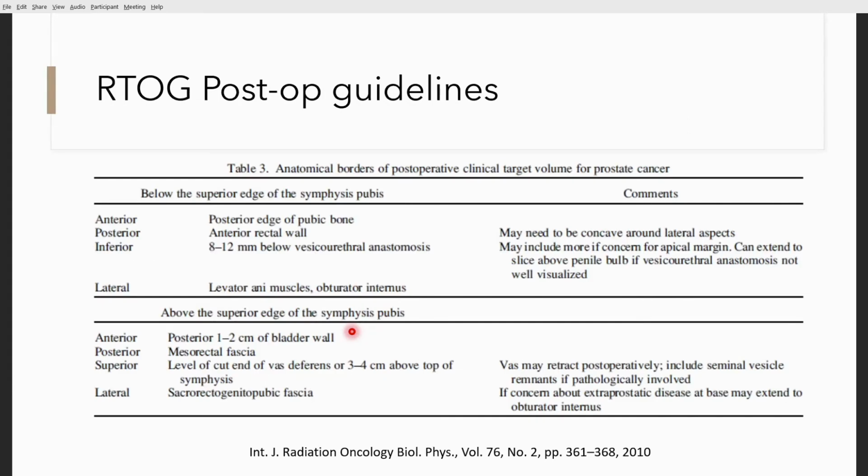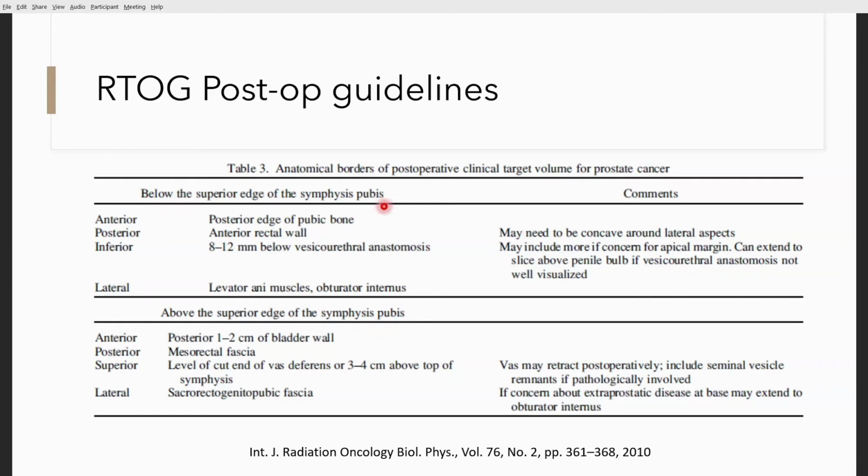Inferiorly, you have to go about 8 to 12 millimeters below the vesico-urethral anastomosis. When they take out the prostate, they join the bladder with the urethra. So the vesico-urethral anastomosis is very important. Now, where is the vesico-urethral anastomosis? How will you identify it?